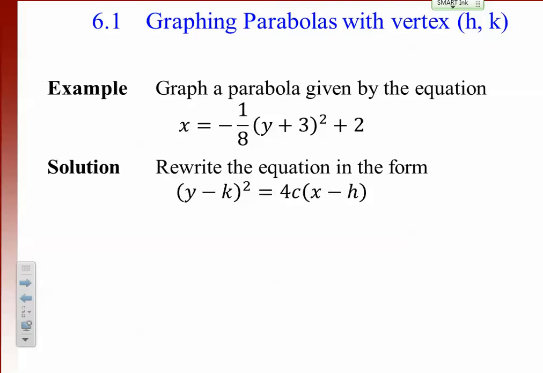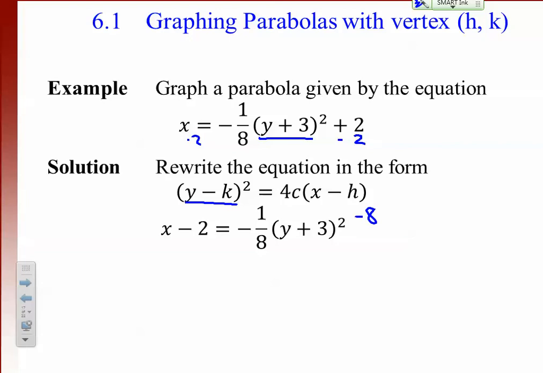Okay, so to rewrite that in that form, we need to get this part of the equation, the y plus 3, by itself, because this is the y plus whatever squared. We need to get the y plus 3 squared by itself. So the first step is to move this 2. We subtract 2 from each side, and it looks like this: x minus 2 equals negative 1/8 (y plus 3) squared. Okay, so we got to get rid of the negative 1/8, so we're going to multiply both sides by negative 8.